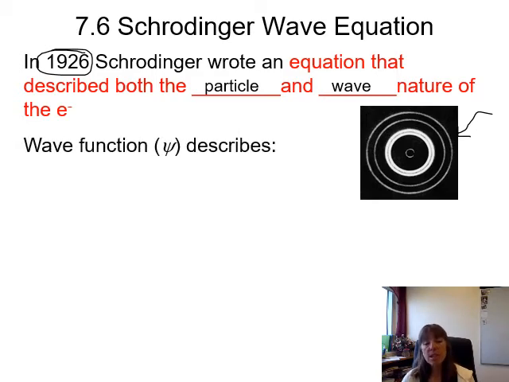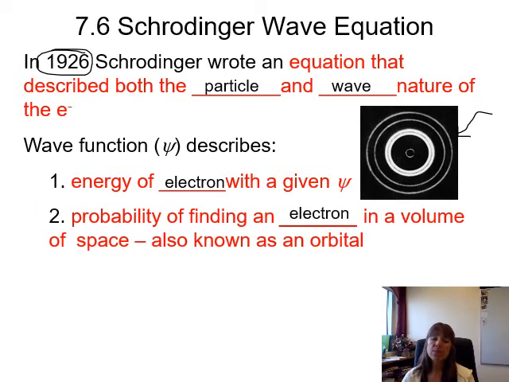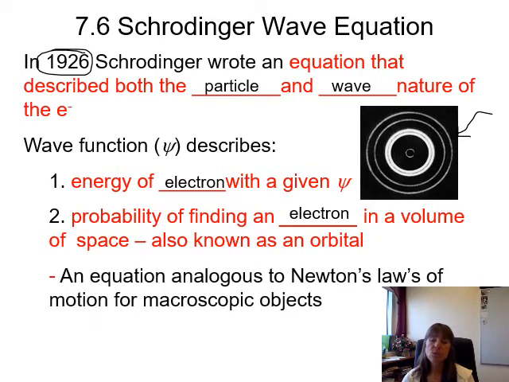And this equation that he wrote included what was called wave functions. And those wave functions describe the energy of the electron with a given wave function and the probability of finding the electron in a volume of space known as an orbital. So this equation was analogous to Newton's laws of motion for macroscopic objects. And we're not going to go through all the math of that, but the end of the day was, see this GIF down here, this is showing the electron kind of jumping all over the place. It has particle nature, but it also has wave nature. And it also describes the probability of finding an electron in a volume.